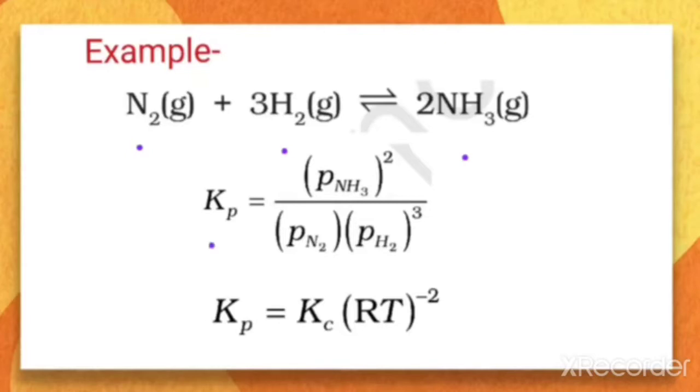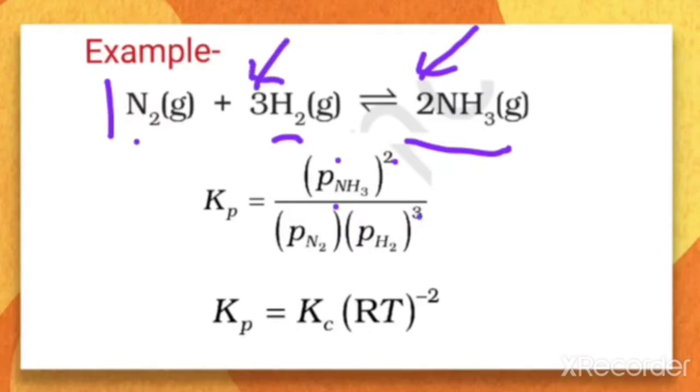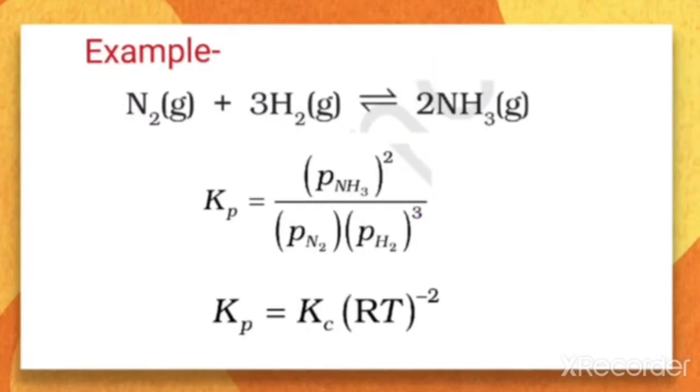So what is the Kp? The Kp is equal to the pressure of the product, that is NH3, and in the powers 2, because here the stoichiometric coefficient is 2, divided by N2. And what is in the powers? Because here only 1 mole of N2, therefore the power is 1 here, and pressure of H2 to the power 3, because the stoichiometric coefficient is 3 here. So here the relation between Kp and Kc is Kc RT to the power minus 2.